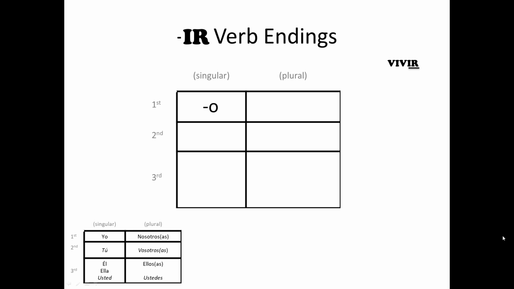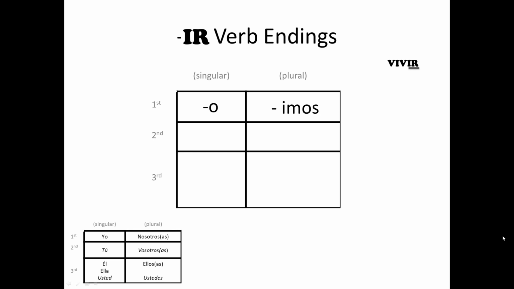Now, you'd think that the rest of these would be o, es, e, imos, is, en. But that's a lot of I's. And not all of them take the I. There are a couple, however, that do. Imos is one of them. So in the AR verb, you have amos. ER verbs, you have emos. IR verbs, you have imos. That makes it really nice.